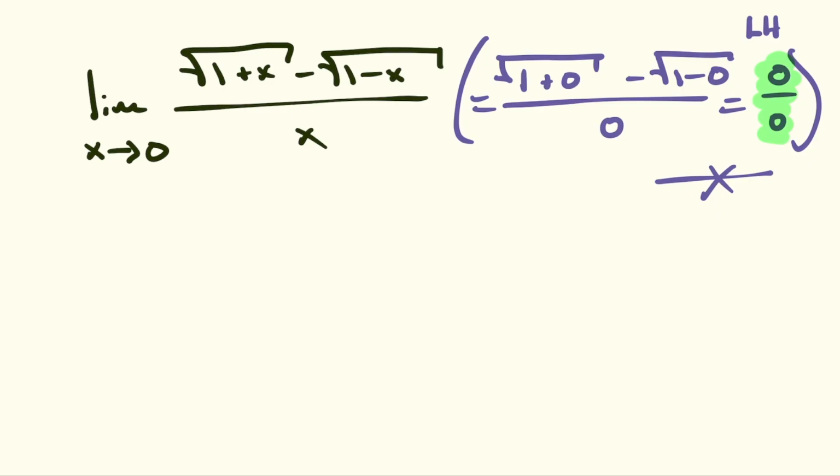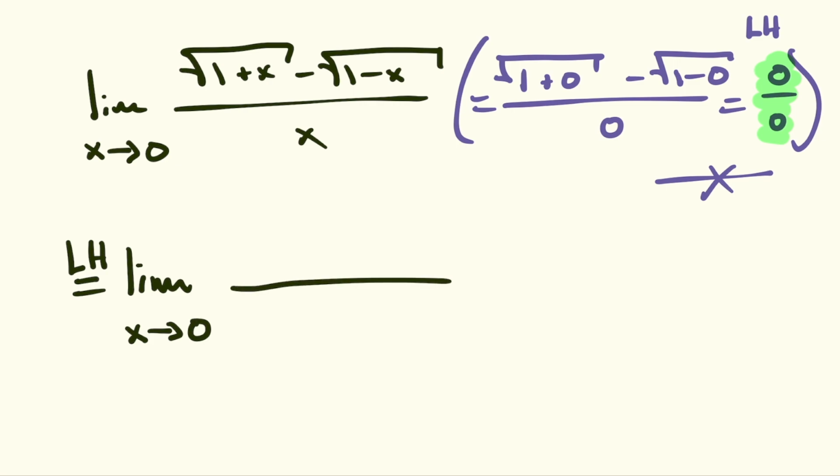When you have 0 over 0, when we take our limit, we can take the derivative of the numerator and the derivative of the denominator of a fraction like this, and we are going to get the same solution. So we're going to start with the denominator because that's the easy one. Derivative of x is 1.